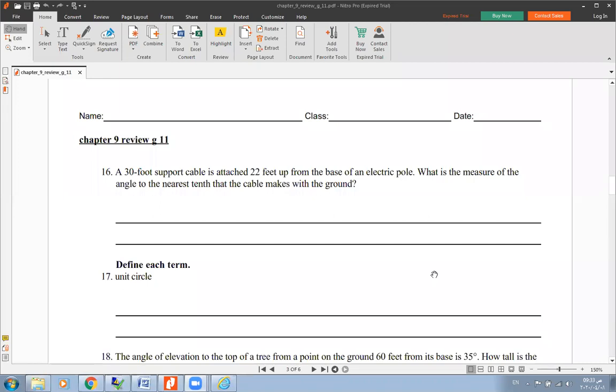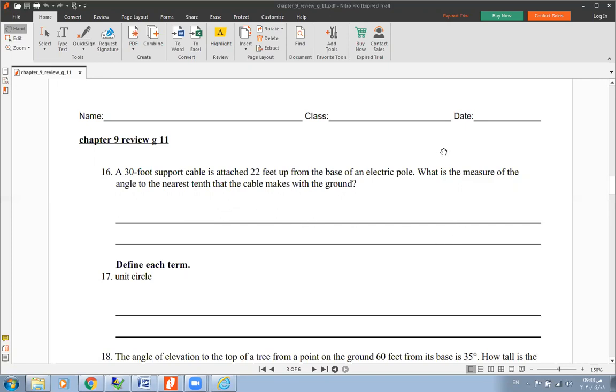Okay, try to answer, Nasser. Try to answer number 16. Yes, Mister. Okay, number 16. A 30-foot support cable is attached 22 feet up from the base of an electric pole. What is the measure of the angle to the nearest tenth that the cable makes with the ground?